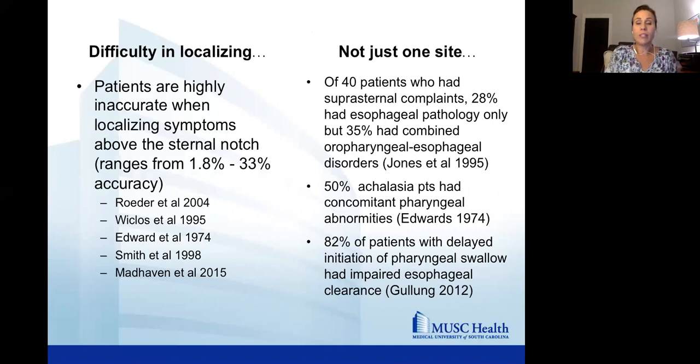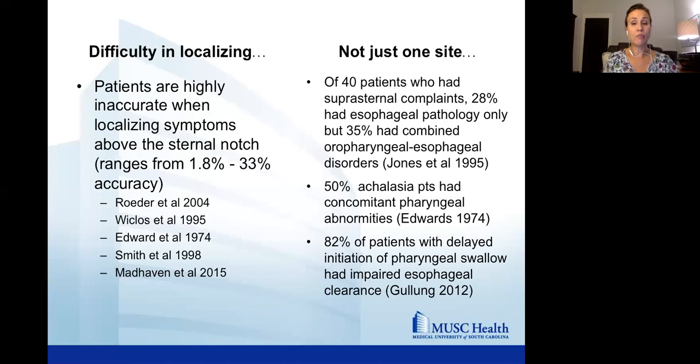The problem that we have is that most patients just don't come in, unfortunately, and say, this is where my problem is. Because when they do, they're wrong the vast majority of the time. They're very highly inaccurate. In addition to that, it's not just one site. A number of investigators have looked at series of patients. Jones et al. looked at 40 patients who had these suprasternal complaints, but less than a third of them had esophageal pathology only. 35% had a combined oropharyngeal and esophageal problem. So that leaves only another third that were really oropharyngeal when they had the suprasternal complaints.